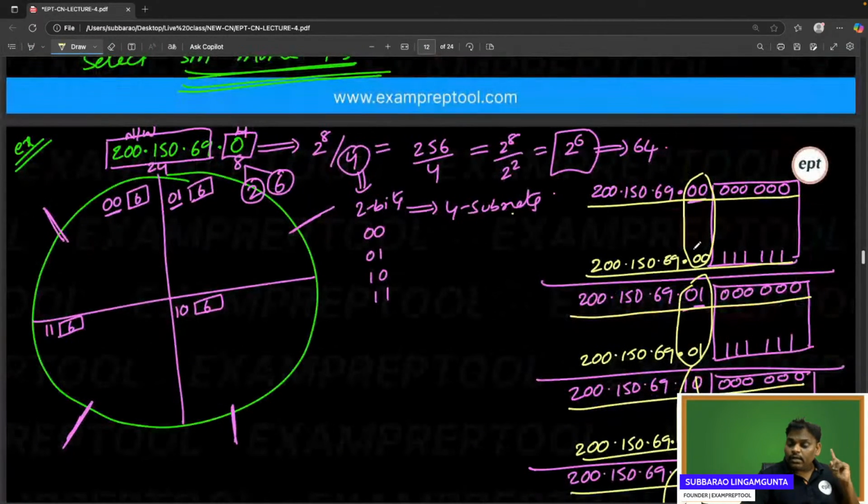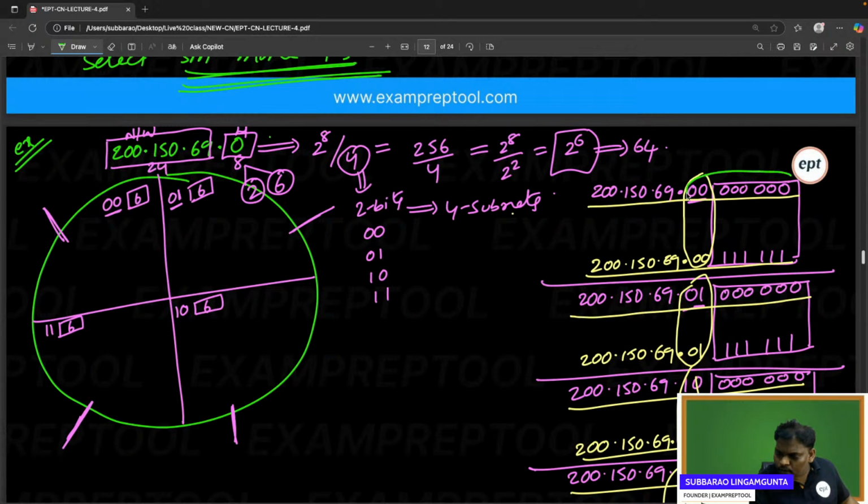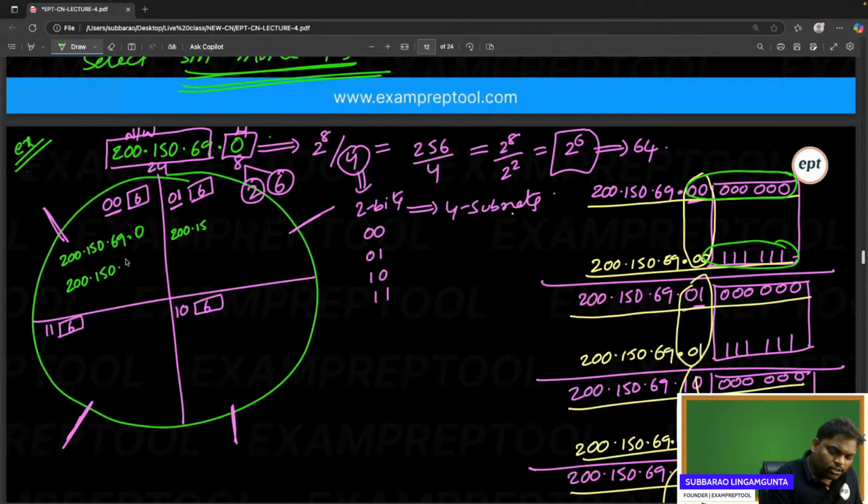Now check properly. Everyone be careful. If you see this value, I may use another color. If you observe clearly, this value starts at 0, and with 6 bits, that means 2 power 6 minus 1, which is 63. Now observe here, 200.150.69.0 to 200.150.69.63. It is 0 to 63.